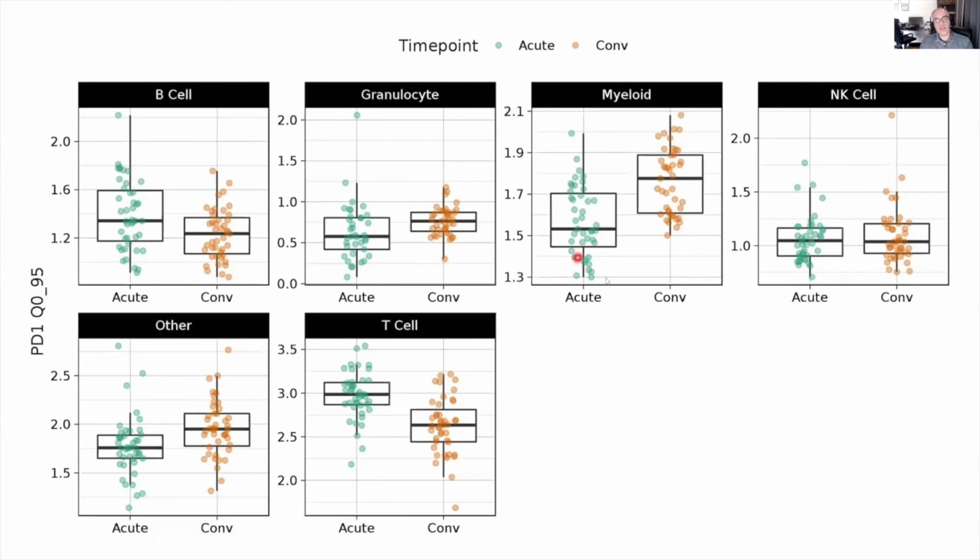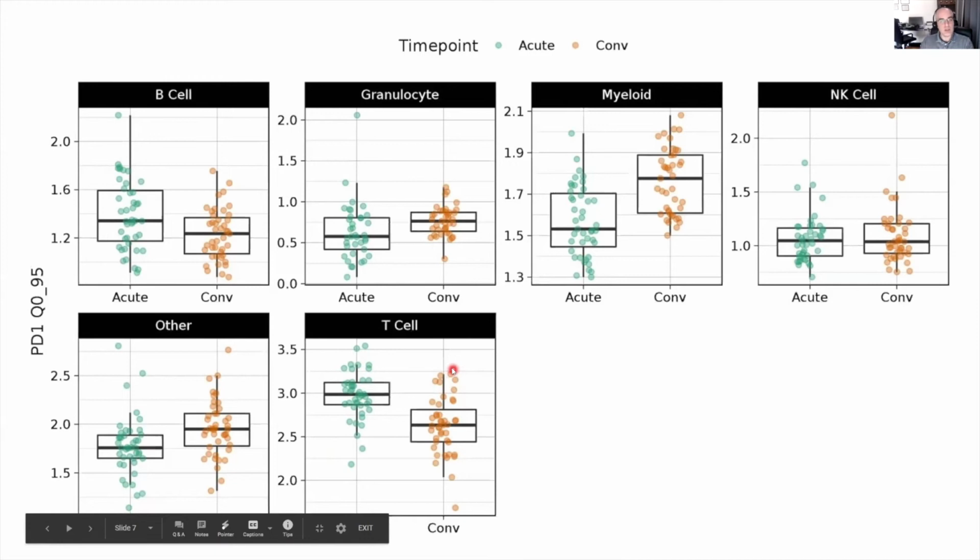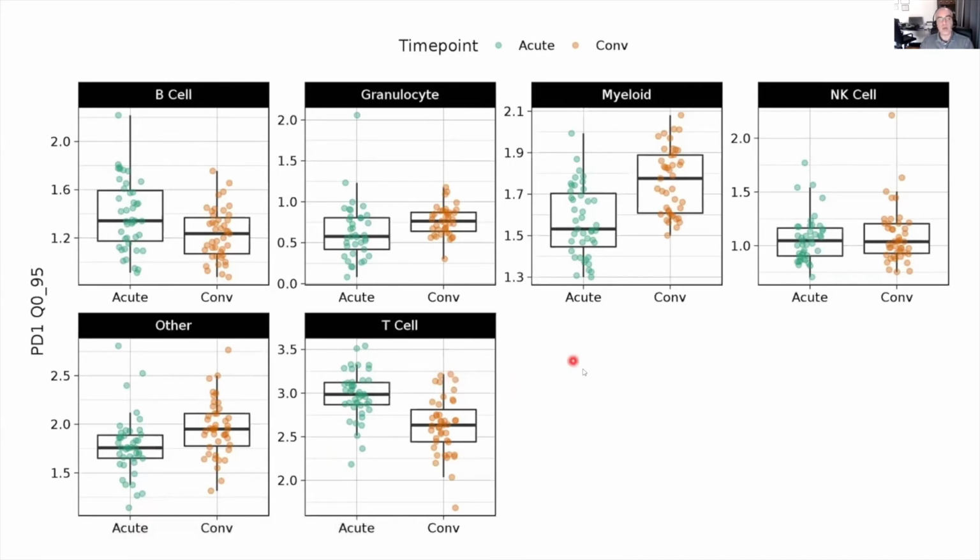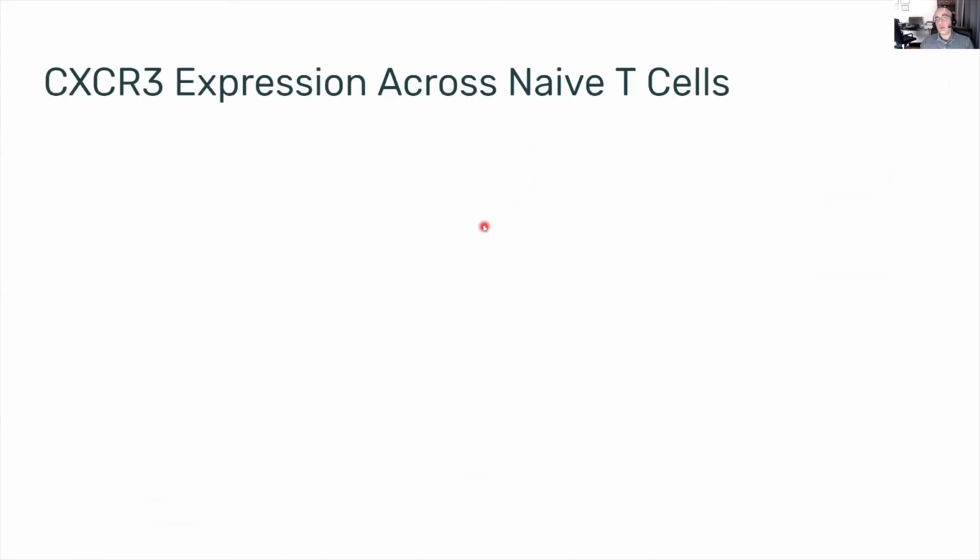And one of the things that we know is that during the acute time point, the response goes to the immune system, to the innate immune system. During the convalescent time point, the response comes from the adaptive immune system. We can see this in cell subset frequencies, but we can also see this in the expression of PD-1 across these different compartments. We can also reproduce what we saw with CXCR3.